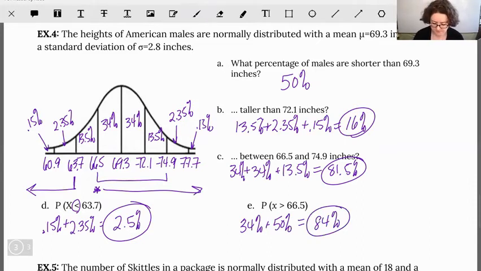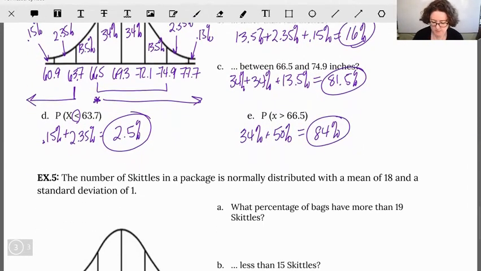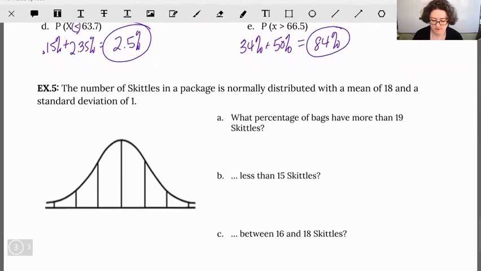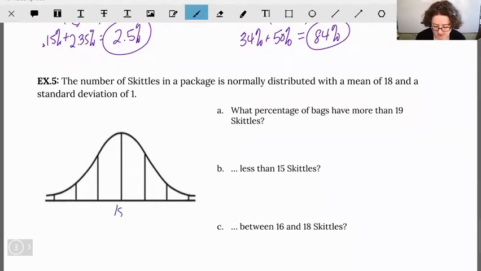Alrighty, back to candy. The Skittles in a package is normally distributed with a mean of 18 and a standard deviation of 1. So again, start out by labeling your diagram. Mean 18 goes in the middle. Standard deviation of 1, this one's easy to multiply out. So we have a 19, 20, and a 21. Subtract to go the other direction. So your packages hover around 18 pieces of candy total.